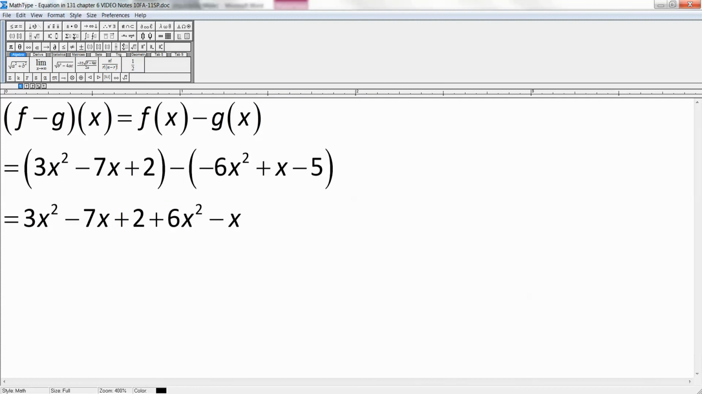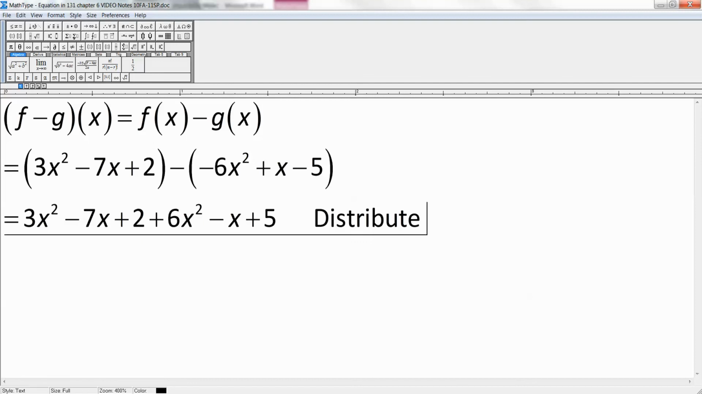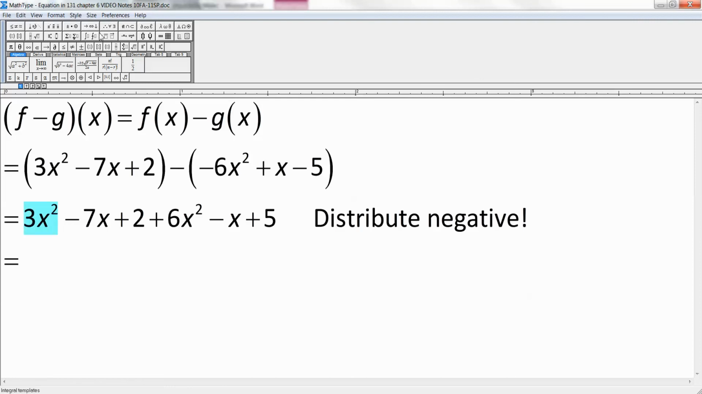And then minus x and then plus 5. Right? Don't forget, distribute the negative. Okay. And now all you have to do is combine like terms. So let's see, you've got a 3x squared plus a 6x squared. Sorry, I'm going to put little arrows under these so we can see them. They're like terms. So 3x squared plus 6x squared makes 9x squared.